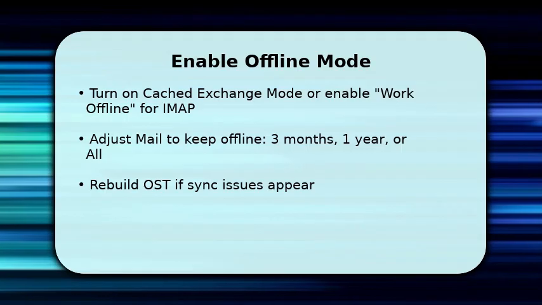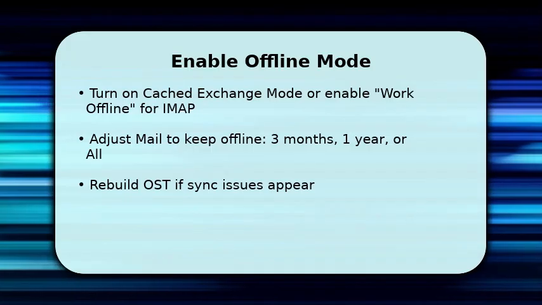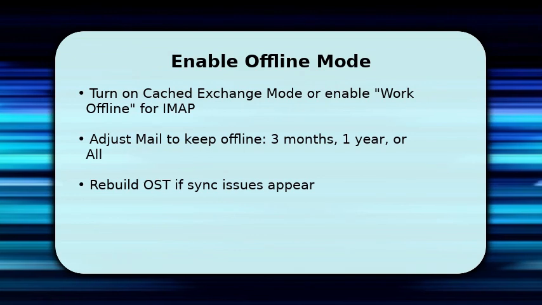Then set the Mail to keep offline slider to the desired range. 3 months reduces disk use, All stores everything. If Outlook prompts to restart, allow it. If mail fails to sync, rebuild the OST by deleting or recreating the cache, so Outlook downloads a fresh copy of server data.